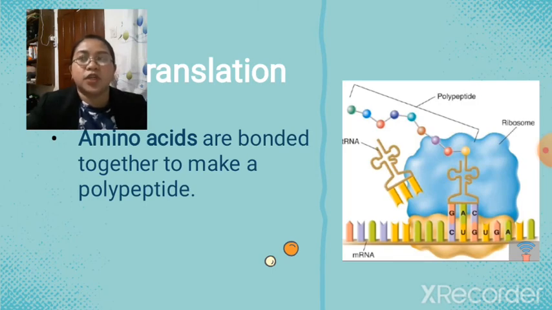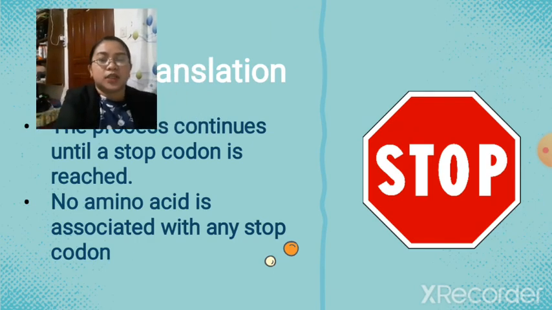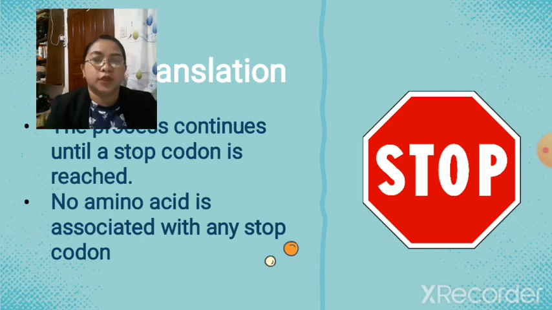So for example, in bacteria, the small and large ribosomal RNAs contain about 1,500 to 3,000 nucleotides respectively, whereas in humans, they have about 1,800 to 5,000 nucleotides respectively. However, the structure and the function of ribosomes is largely similar across all species. So the process continues until a stop codon is reached, since no amino acid is associated with any stop codon.